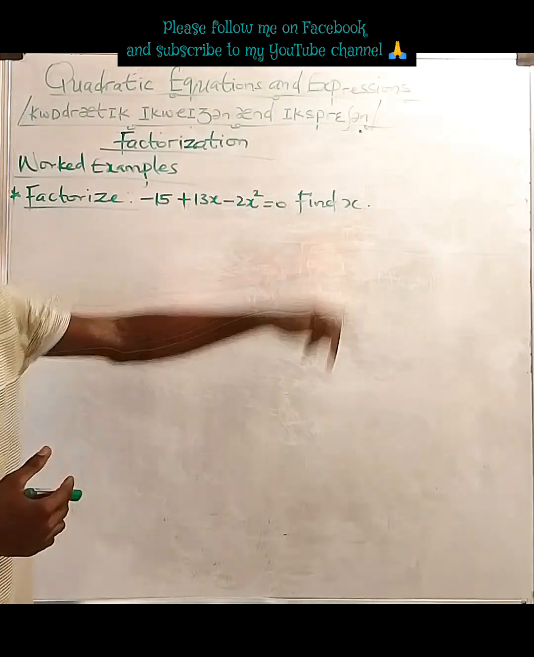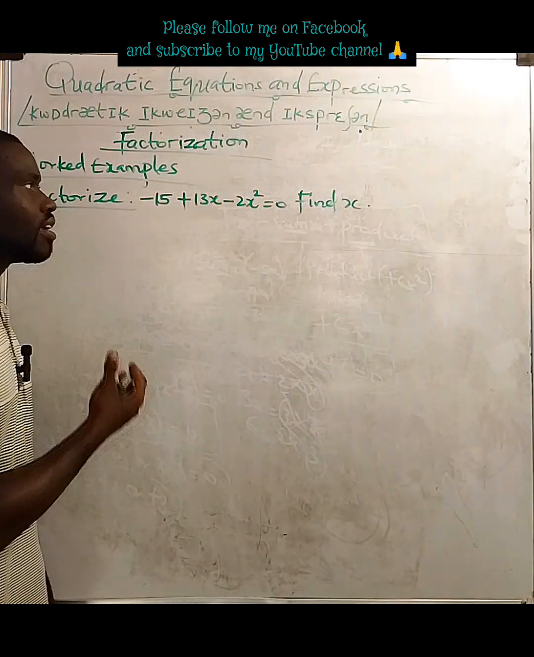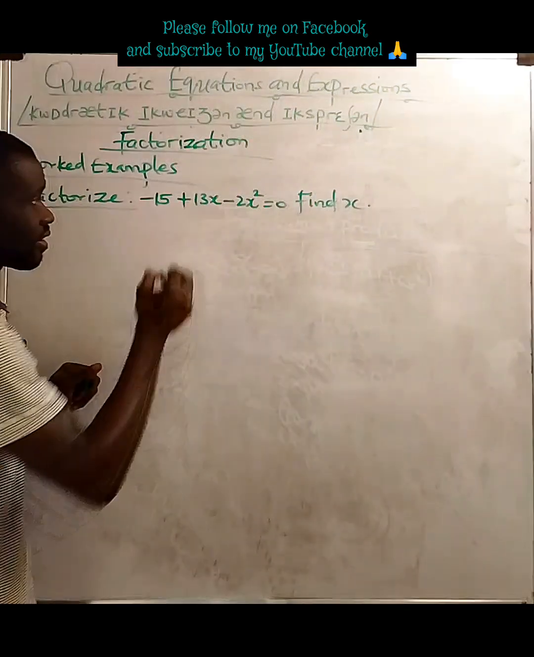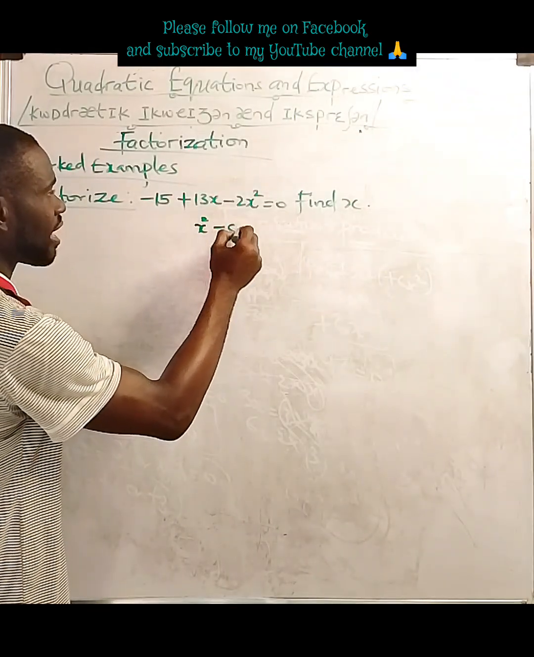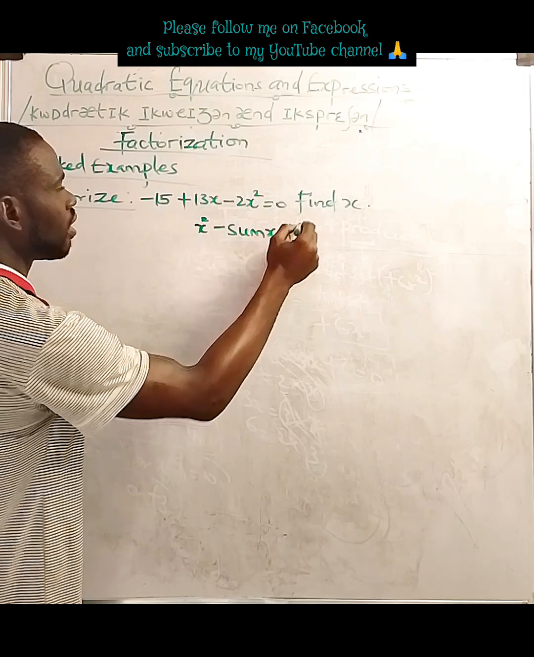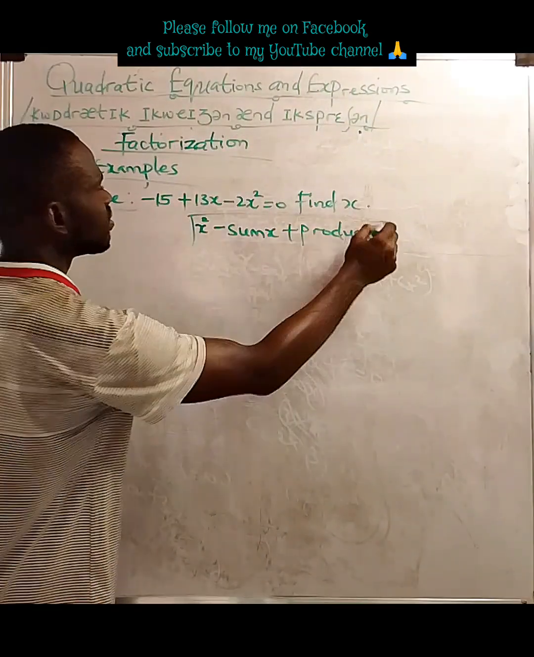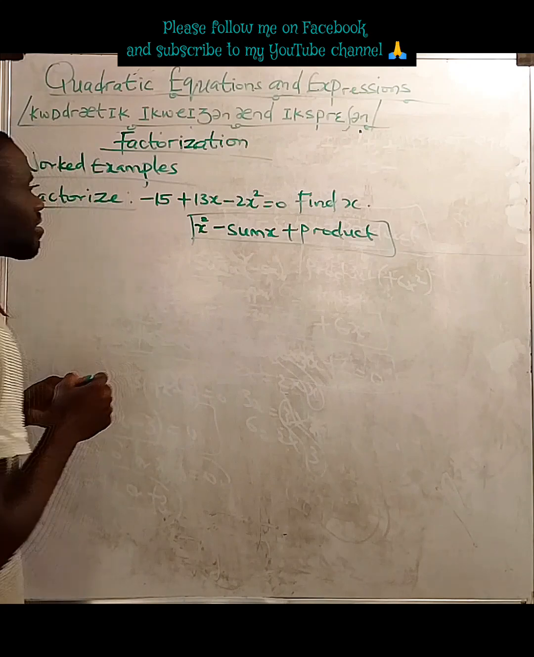We are asked to find x. Now, how do we factorize this? How do we solve it? Now, don't forget, the formula is very important. x squared minus sum x plus product. This formula is very important. You just have to take note of this. Now, x squared minus sum x plus product.